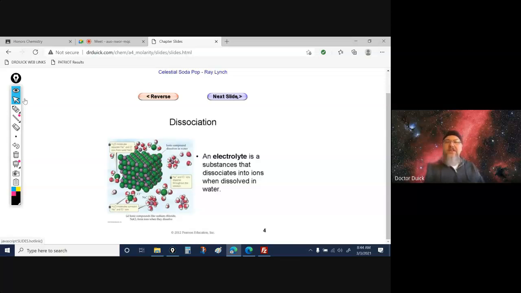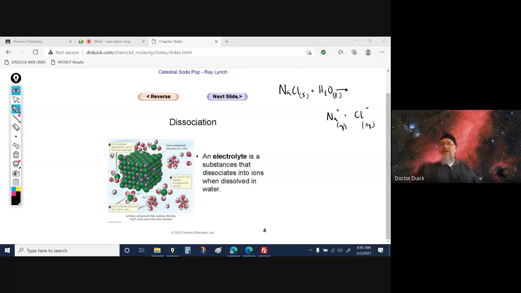So an electrolyte is a substance that makes ions when it goes into water. And it's important to know, let's grab sodium chloride, NaCl. Now this is a solid, but if I add water to it, it just ends up being Na+ and Cl-. And now we use a designation called aqueous, where this would be a liquid. These are aqueous. This means they're ions floating around in solution.